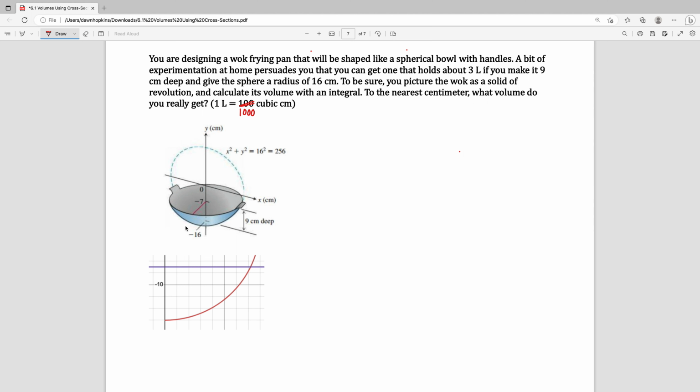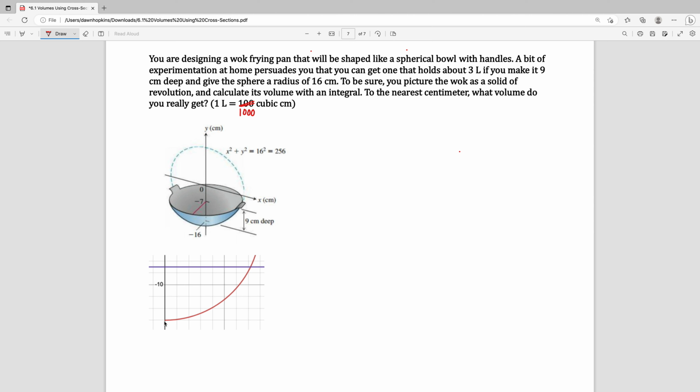So imagine the circle, and you can see it's the dashed line here, and then the bottom here is the wok. This circle, x squared plus y squared equals that radius 16 squared. So that circle is centered at the origin here. What I want to picture is this bottom curve, which is in the 4th quadrant. And I'm going to imagine taking this bottom part of the curve here, and I'm going to revolve it around the y-axis, and that's going to give me the volume of the wok.